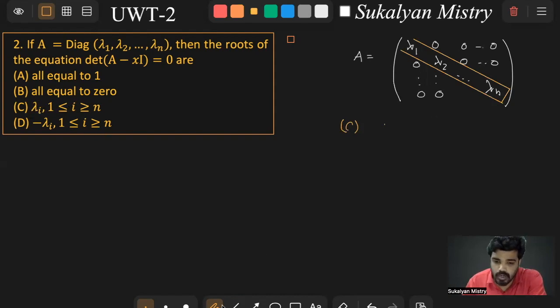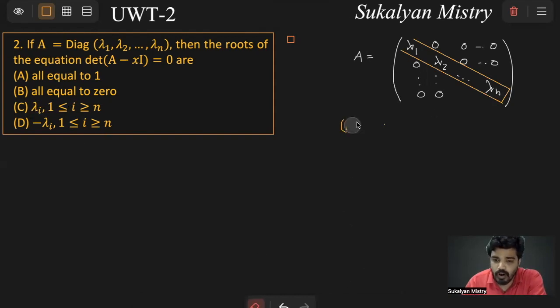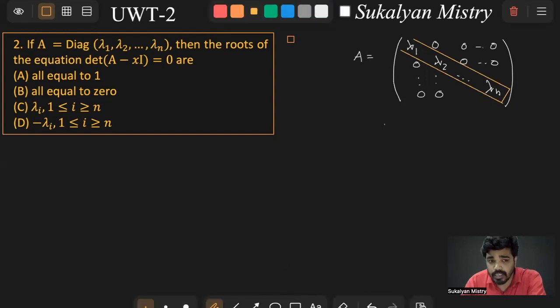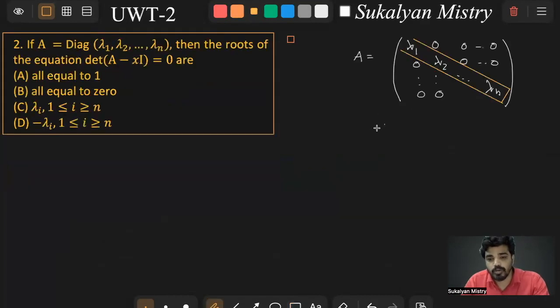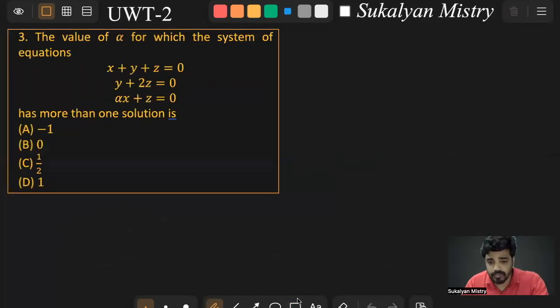Okay, so note down this, the eigenvalues of a diagonal matrix, যেটা আমি একটু ডিসকাস বলে দিয়েছি, the eigenvalues of a diagonal matrix are its diagonal elements. কোন একটা ম্যাট্রিক্স যদি ডায়াগোনাল ম্যাট্রিক্স হয় বা আপার ট্রায়াঙ্গেল ম্যাট্রিক্স হয় বা লোয়ার ট্রায়াঙ্গেল ম্যাট্রিক্স হয়, তাহলে এর আইগেনভ্যালুগুলো হবে জাস্ট এর ডায়াগোনাল এলিমেন্টস। So option C is the correct answer.